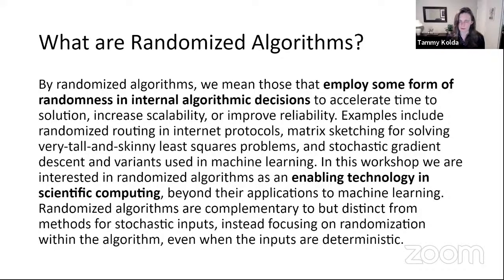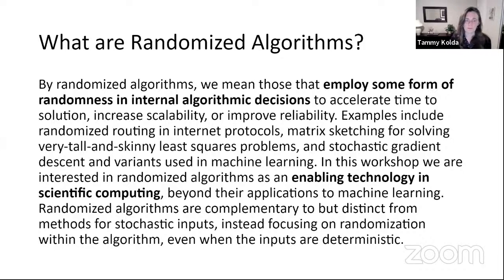By randomized algorithms, we're talking about algorithms that have some form of randomization in the decisions that the algorithm makes. And it can have various benefits. It could make it more robust, eliminating worst case scenarios. It could make things faster. It could make things more scalable. Several examples listed here, and we heard a lot more in part one.